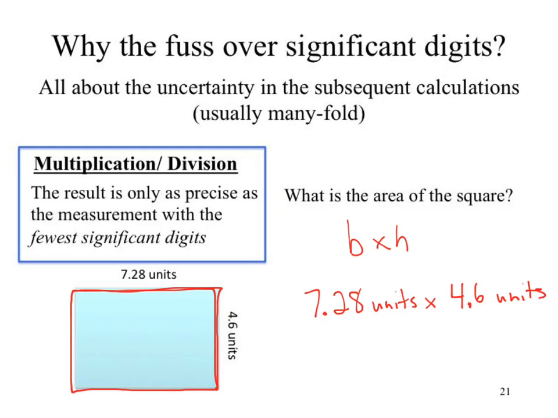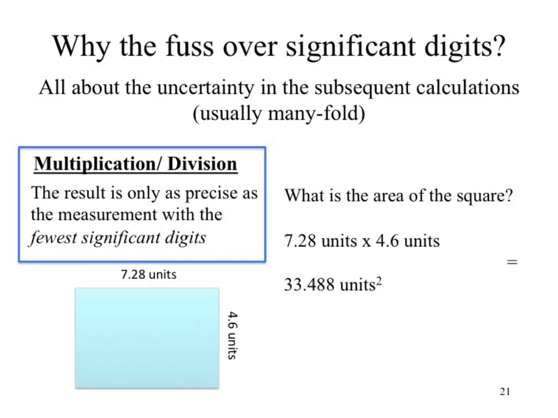Okay. We can punch it into our calculator, and I think I give the answer up here. We end up with this answer, 33.488 units squared. So our calculator spits that number out. Okay. Now we have to decide, based on our sig figs, how much of that answer is actually valid.